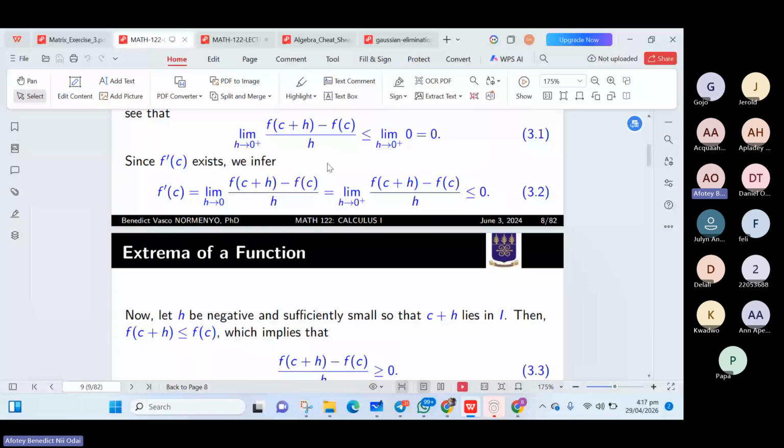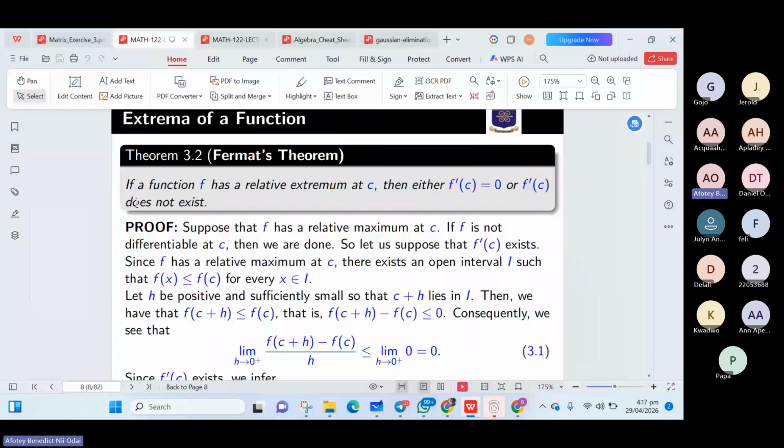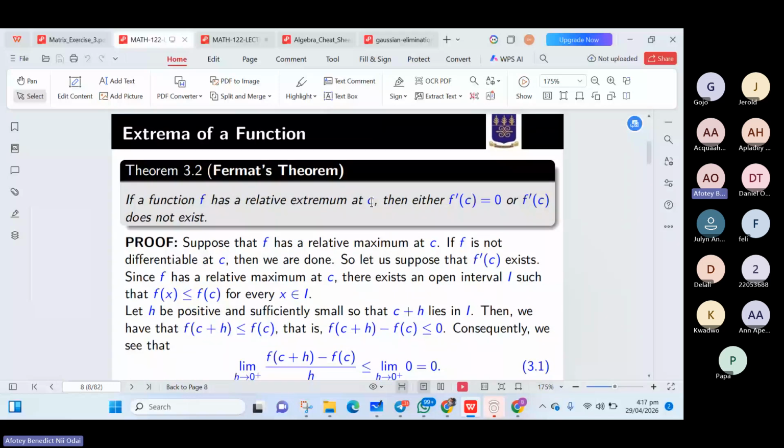So Fermat's theorem is saying that if f has a relative extremum at a particular c, then either f prime of c is equal to zero.